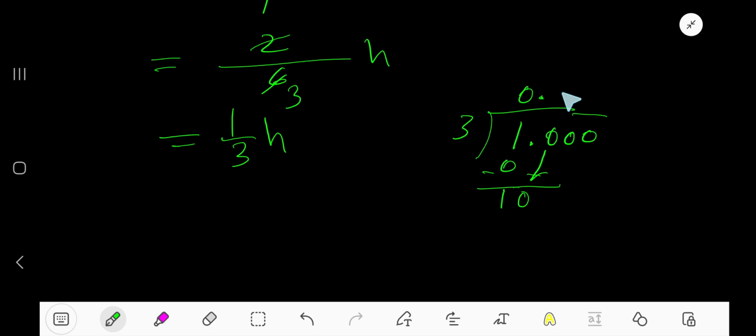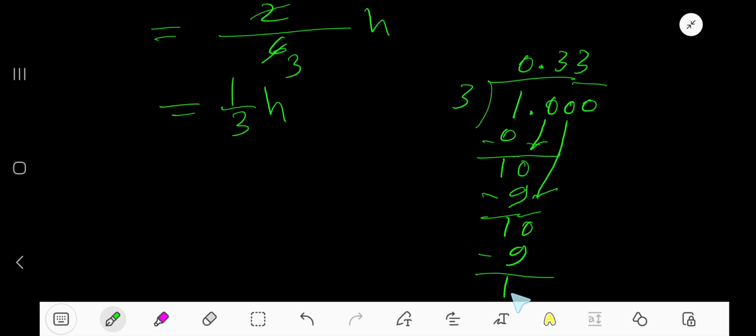3 goes into 10 how many times? 3 times. 3 times 3 is 9. Subtract, we get 1. Bring down another 0, 10. 3 goes into 10, 3 times. 3 times 3 is 9. Subtract, we get 1. Bring down another 0. 3 goes into 10, 3 times.